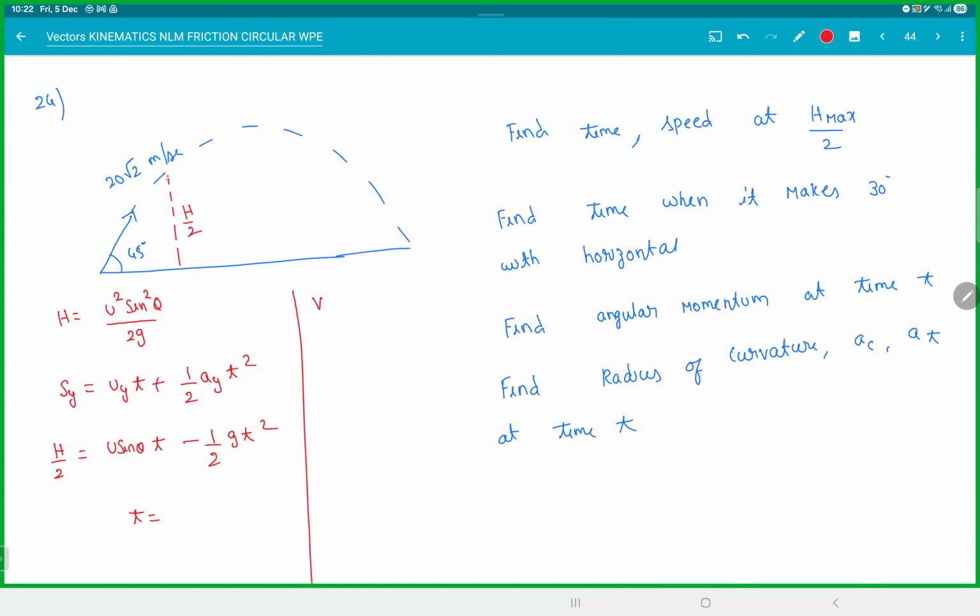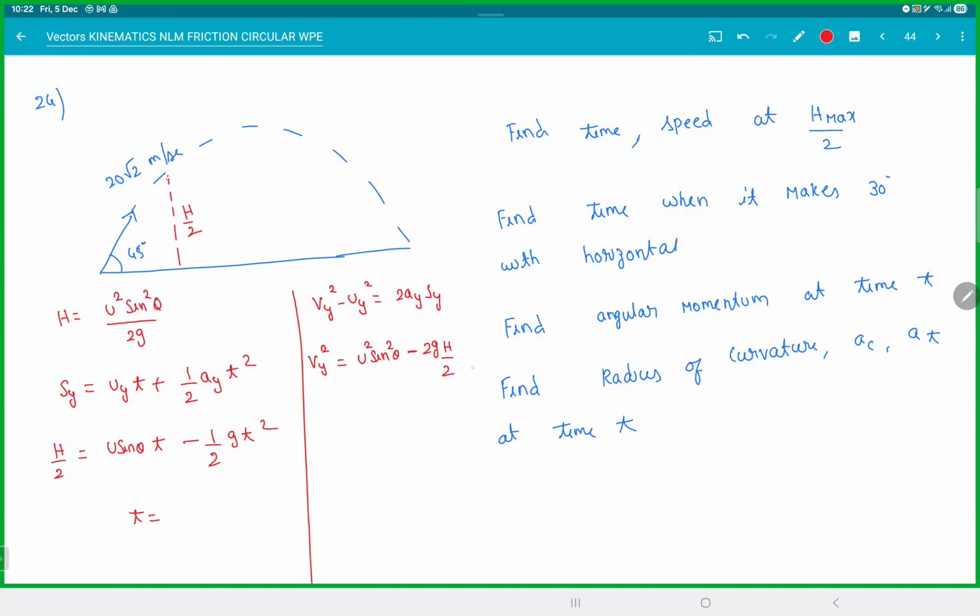If you want speed, then we use vy square minus uy square is equal to 2 ay sy. You write your kinematic equation in the vertical direction. This will be vy square, and this guy will be u square sine square theta minus 2g h by 2.